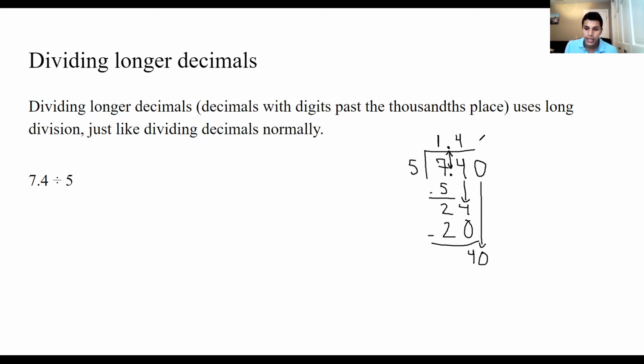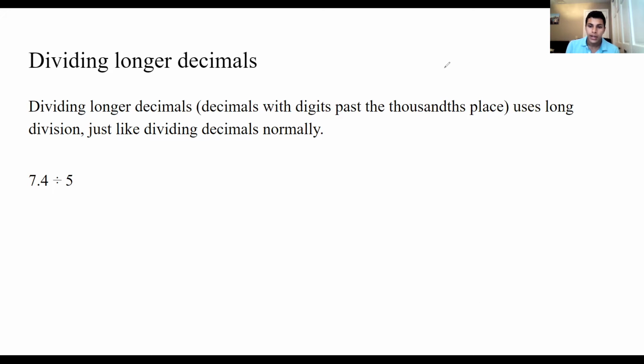5 goes into 40 8 times. Now 8 times 5 is 40. And when we subtract, we get 0. So that's how we know that this question is done. We get 1.48 when we divide 7.4 by 5. And if you'd like to look at this for a few seconds, I'll give you a few seconds to pause the video possibly before I move on to the next practice question.